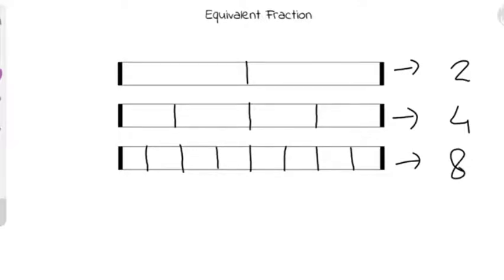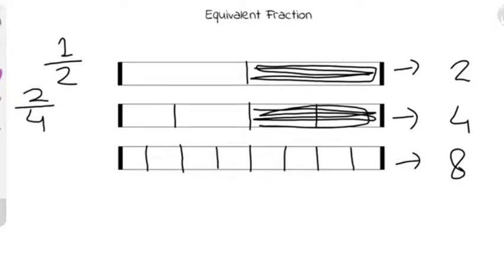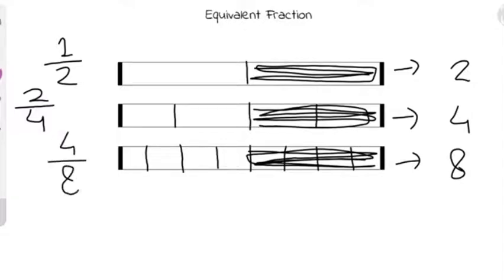Okay, now if I color one part of it, if I shade one part of it, how much have I shaded? I have shaded 1 by 2. Now again, if I shade 2 parts of the second rectangle, how much fraction have I shaded? I have shaded 2 by 4. And in the third rectangle, if I shade 4 parts, how much fraction have I shaded? I have shaded 4 by 8.